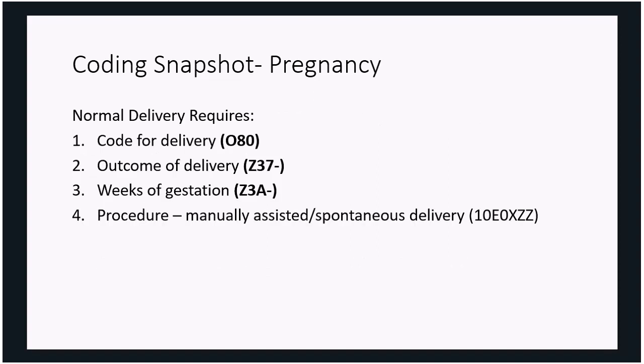At a minimum, a normal delivery requires these codes. O80 is always going to be the principal diagnosis code for delivery. There must be an outcome of delivery, category Z37. There must be weeks of gestation. How many weeks did she carry the baby to term? Category Z3A. And you must code the procedure itself. A manually assisted spontaneous delivery is always going to be coded to 10E0XZZ.